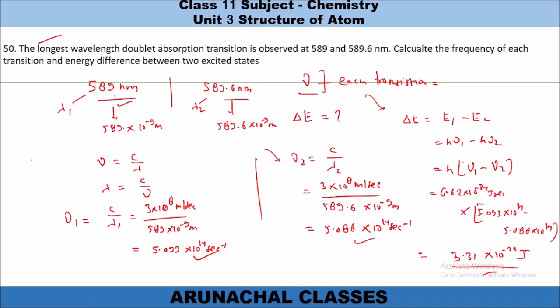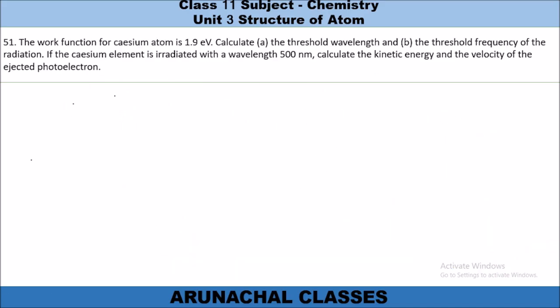Now we can move to question number 51. Here the question is the work function for cesium metal is given as 1.9 electron volt. So it is W0, that is 1.9 electron volt. So this will be the given value. Now we have to calculate the threshold wavelength. So threshold wavelength is λ0. We have to calculate the threshold frequency ν0.